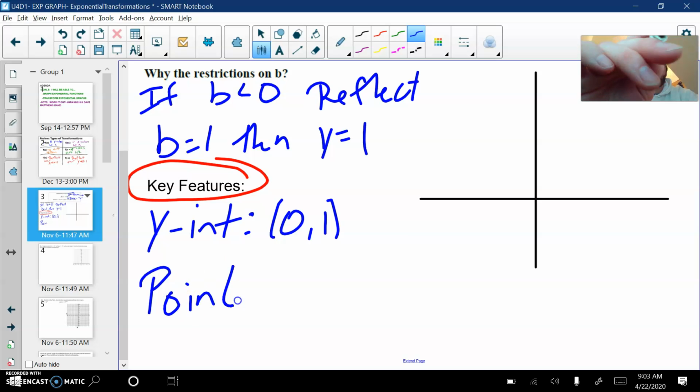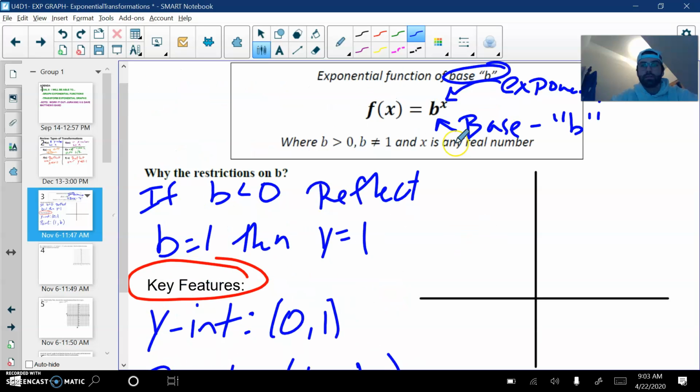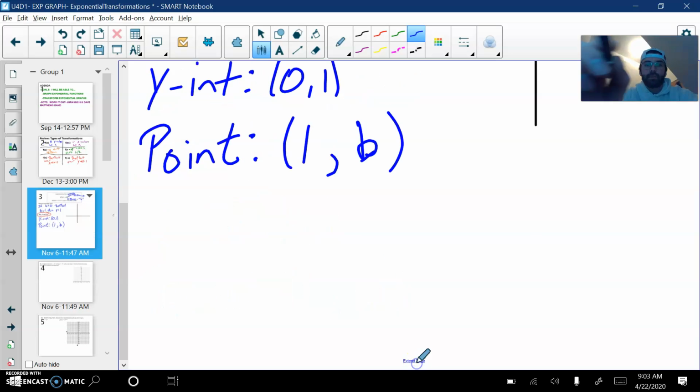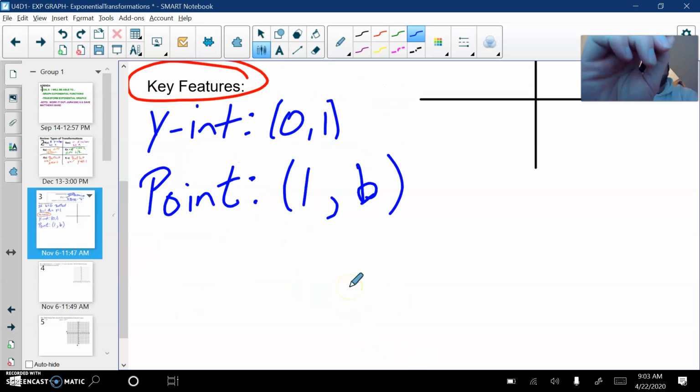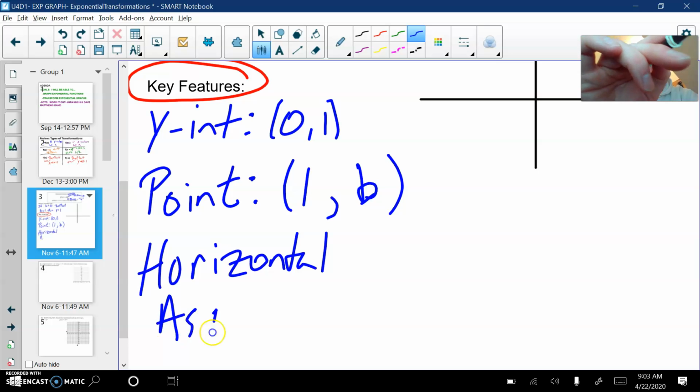And the first ordered pair that you're going to have, no matter what, prior to a shift, is (1, b), whatever your base is. So I'm going to write b for my base. Remember that b equals base. And I'll show you what that means in a second here. Another key: there's three key features: the y-intercept, the point, and there's a horizontal asymptote.